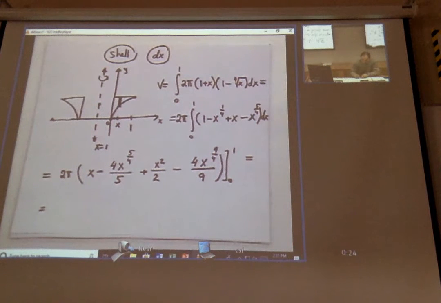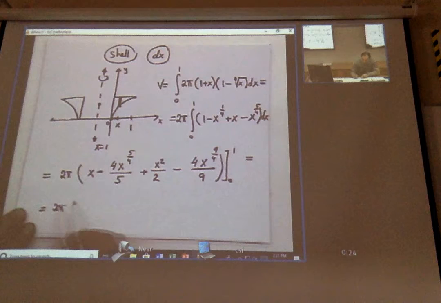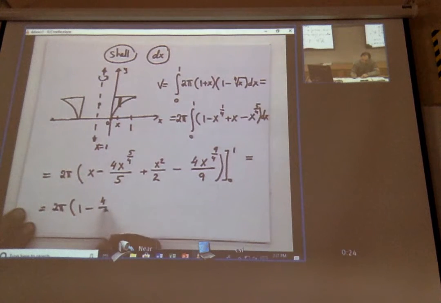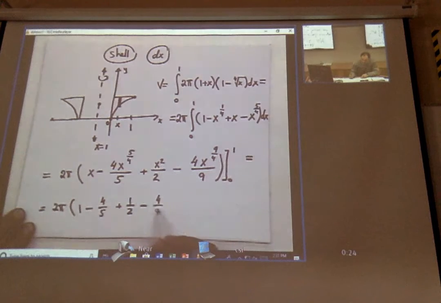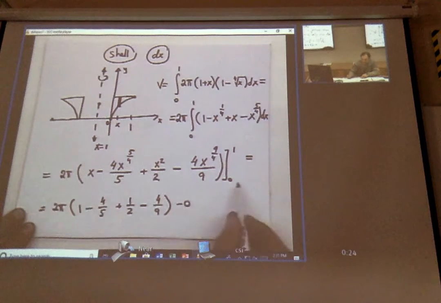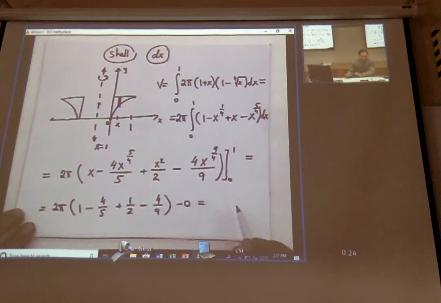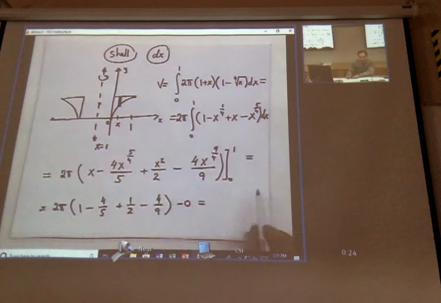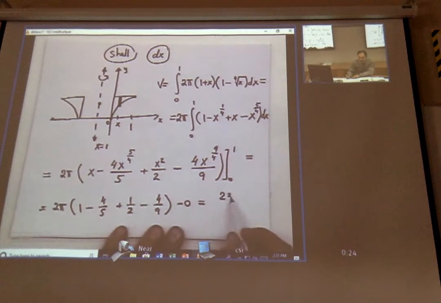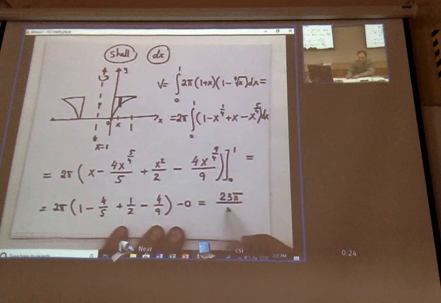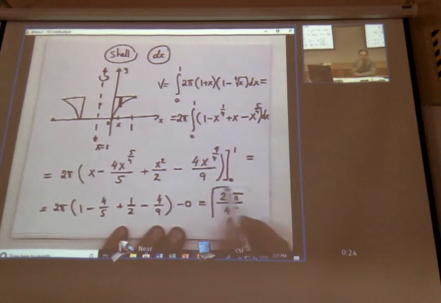Well, let's plug this whole thing in. So we get 1 minus 4 over 5 plus 1 over 2 minus 4 over 9 minus 0 again. And when we do this, we'll have what? 23 pi over 45. So we have the same number.